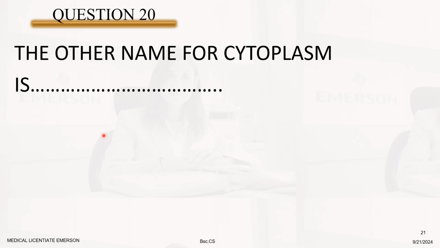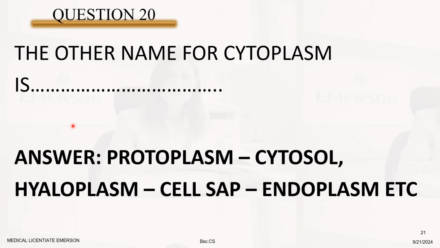Then the other name for cytoplasm is dash. There are a lot of answers depending on the literature. Some of the commonest answers people give are protoplasm, and others even give cytosol. Then you have aeroplasm, cell sap, or endoplasm. But if I was marking, I would accept protoplasm or aeroplasm. These are the two other names for cytoplasm, depending on the literature you're using.